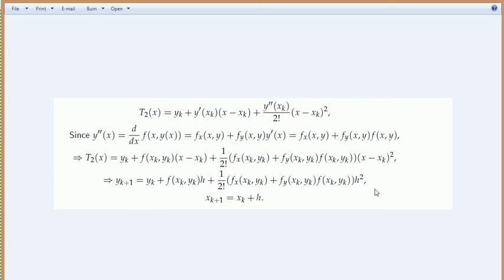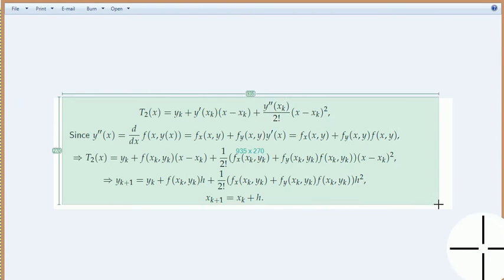Not using T1 but T2 instead, then it's probably a better approximation. So I wrote down T2. What is T2? Taylor polynomial of degree 2, right? So they look like that.